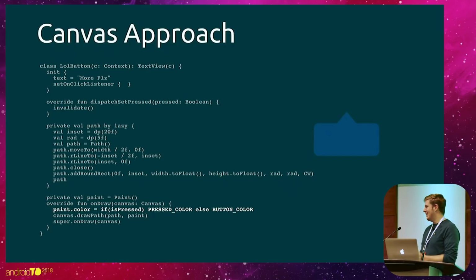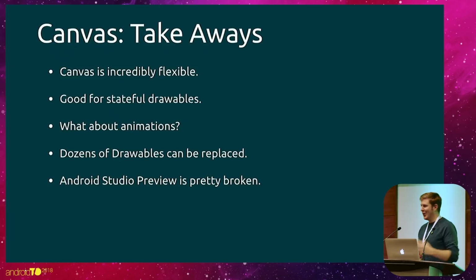So yeah. What do I like about the thing? I think it's really flexible, and it's good for stateful stuff. But even more, let's say we want to animate that view. What if we want the colors to animate? What if we want the shape to animate? You're always going to end up here. So why not just start here?